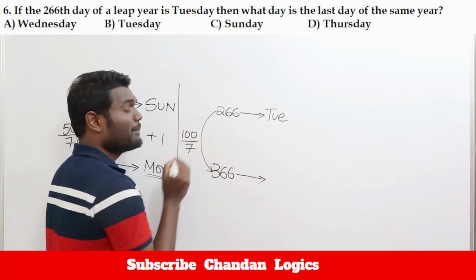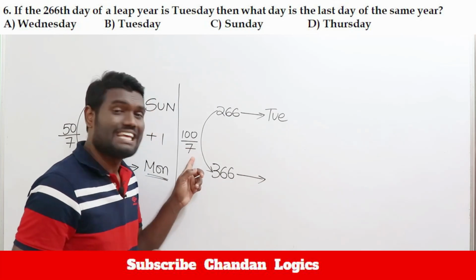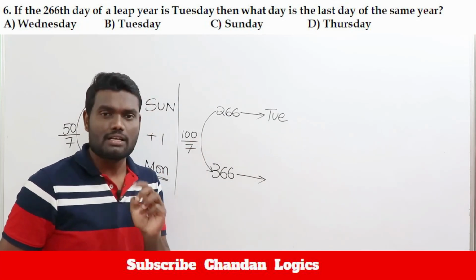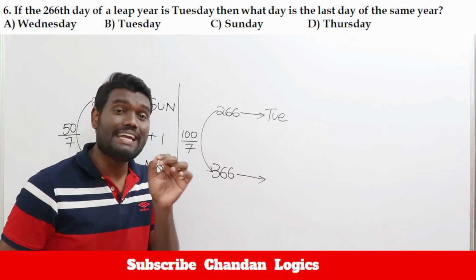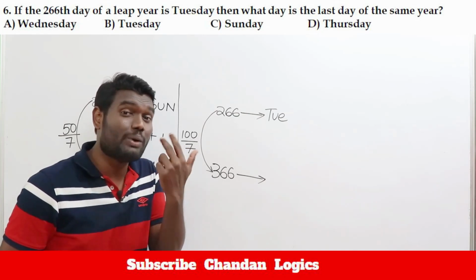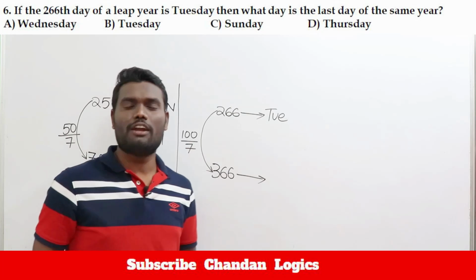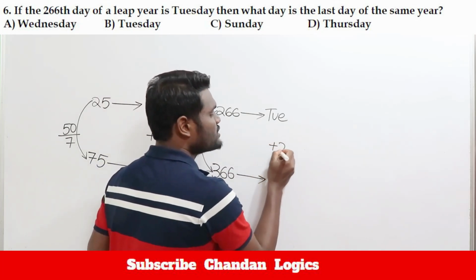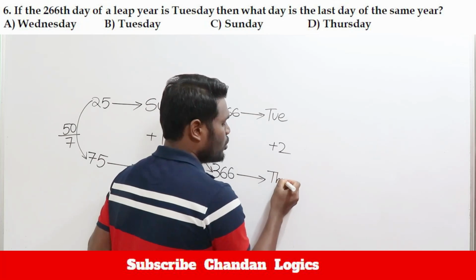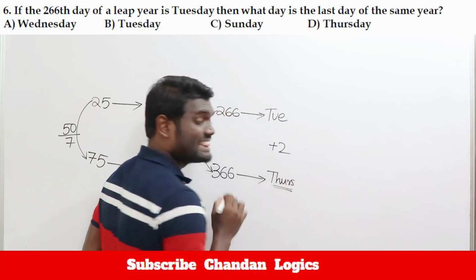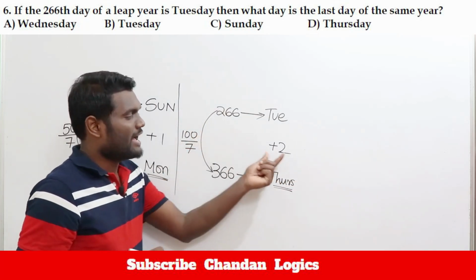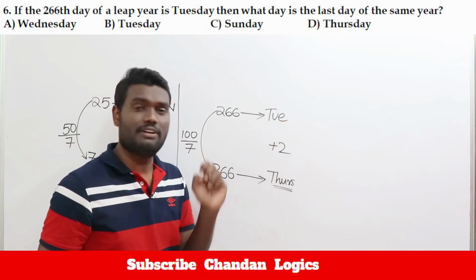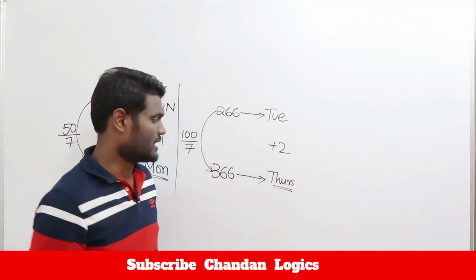In 100 days, how many odd days are there? Now, 7 tens are 70. You're left with 30 as the remainder. 7 threes are 21, 7 fours are 28. Then what is the remainder you're left with? The remainder left is 2, which means Tuesday plus 2. We can say that the answer is going to be Thursday. In 100 days, we have 2 odd days. We'll move 2 days forward. Tuesday plus 2, the answer will be Thursday. As simple as that.